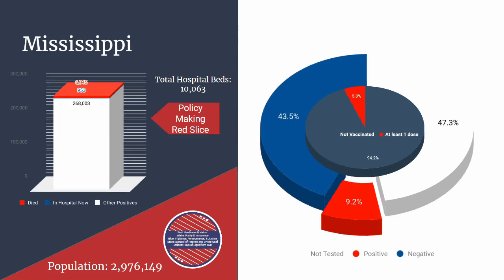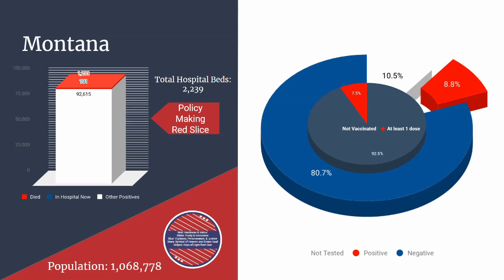Mississippi, they vaccinated 5.8%. Their negative test 43.5%. They have a positive test at 9.2%. They've had 6,000 people die, 953 in the hospital right now, and over 10,000 hospital beds. Montana vaccinated 7.5%. They have a negative test at 80.7%, positive tests at 8.8%. They've had over 1,200 people die, 100 some people in the hospital right now, and they have 2,200 hospital beds.